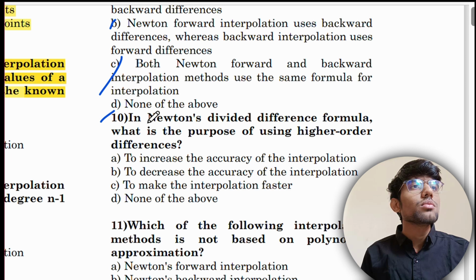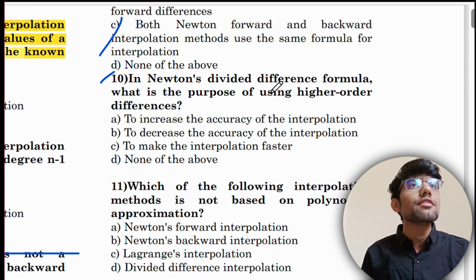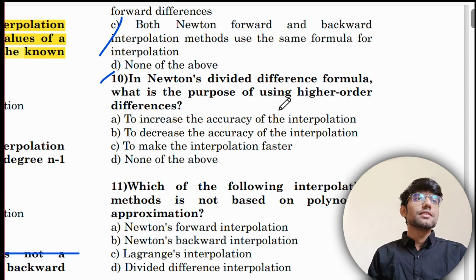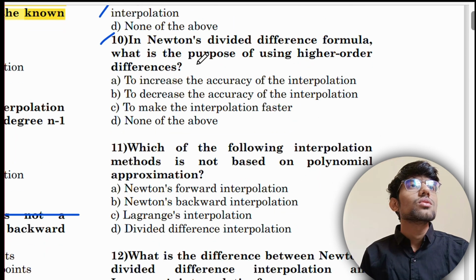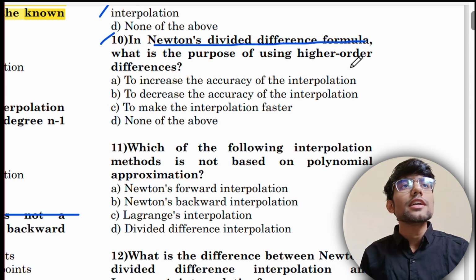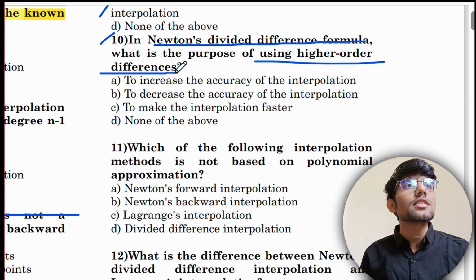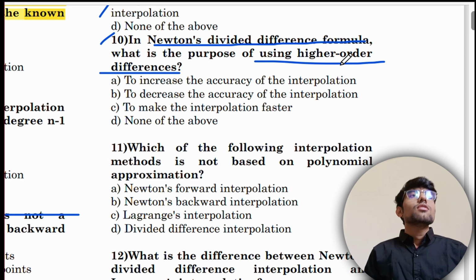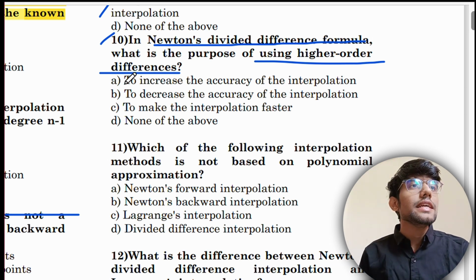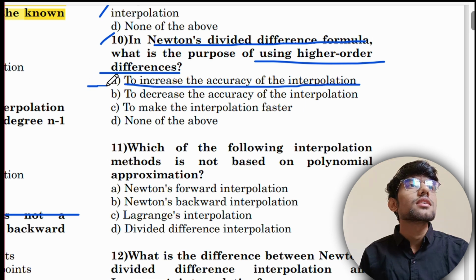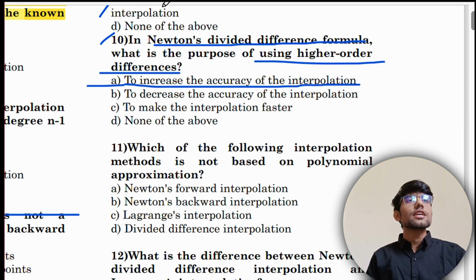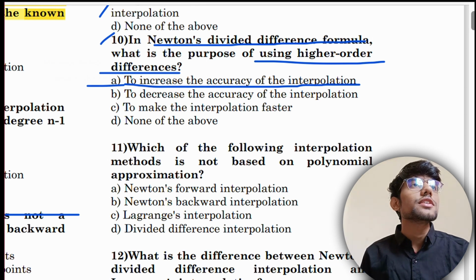Now come towards the 10th question. In Newton's divided difference formula, what is the purpose of using higher order differences? We have seen the divided difference formula of Newton. So its answer will be A, that is to increase the accuracy of the interpolation.